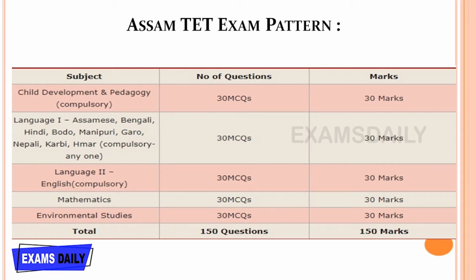And the next is about language 2, English language, which is very compulsory because every teacher should have English knowledge, so only then you will be teaching the students. For that 30 MCQs, that is multiple choice questions, and 30 marks will be given. And the next is about mathematics. In that also 30 questions and 30 marks. For environmental studies the same. So totally 150 questions, and each question carries 1 mark and 150 marks will be given for all the questions.